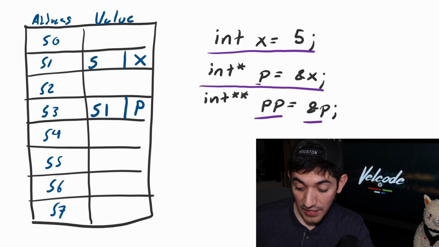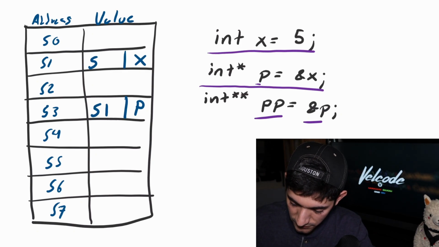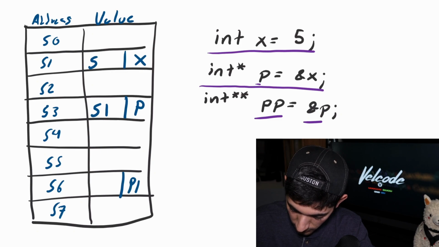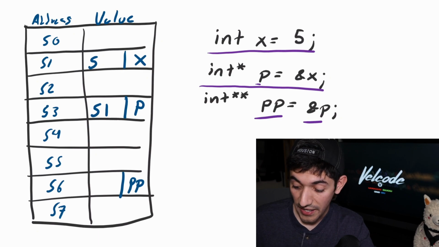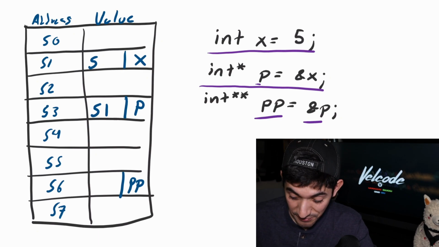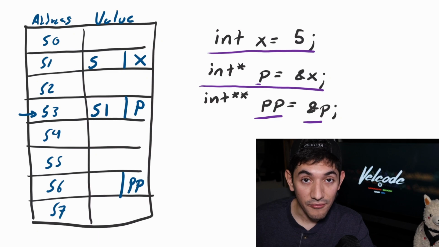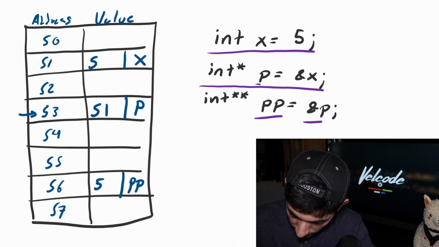And then pp will be put somewhere else in memory. Let's just put it all the way down here. pp. What is the value of pp? Well, the address of p. What is the address of p? Well, the address of p is 53, right? So the value here will be 53.